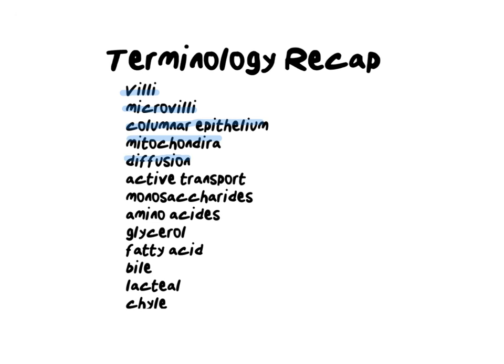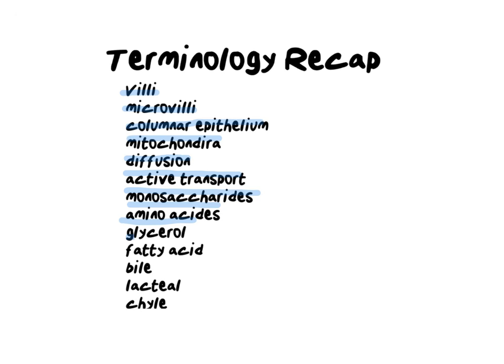And diffusion is when substances move along a concentration gradient. In particular, we learned about active transport, which is when we need energy in order to move substances from a low concentration to a higher concentration, which goes against what diffusion normally is. Normally, diffusion is from a high to a low, active transport is from a low to a high. We also learned about monosaccharides and amino acids being the monomers or the smallest components of carbohydrates and proteins, respectively, and how they enter into the bloodstream.